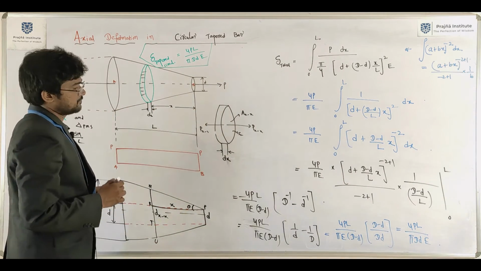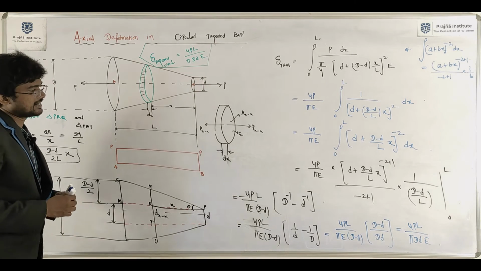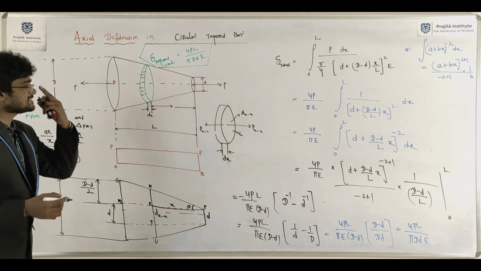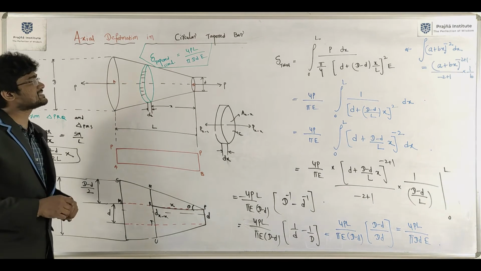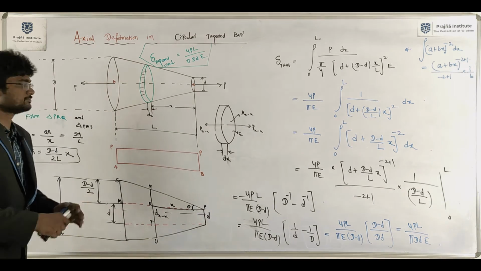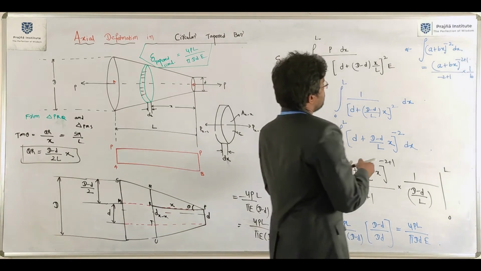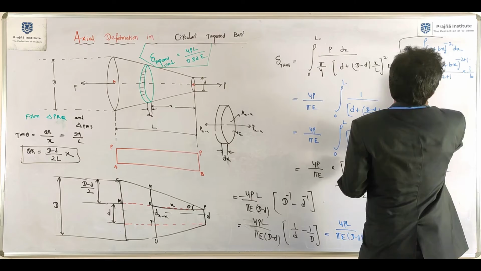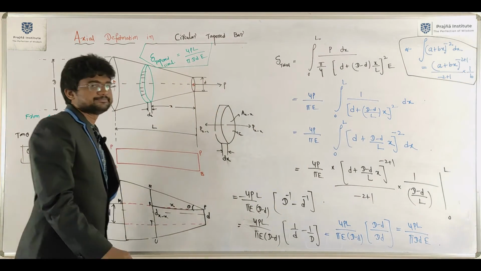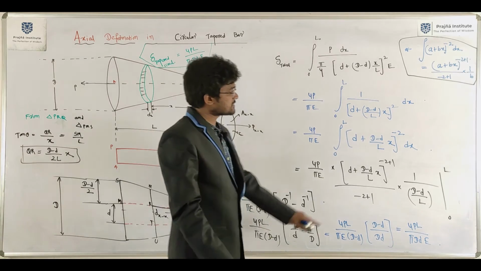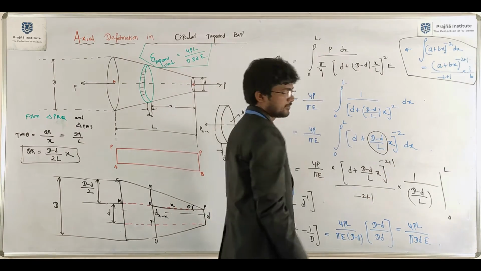Same thing you got it now. 4PL by pi capital D small d into E. That's it. So this is the derivation for axial deformation in circular tapered bar. Right up to here. So if you have any doubt in the integration, just have a look on this. Okay? Here B in the sense total D minus d by L. Okay?